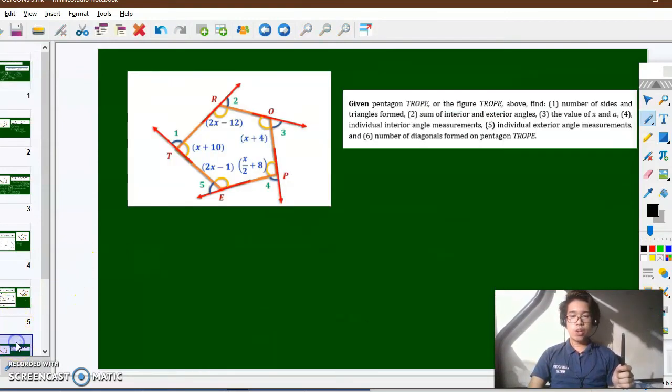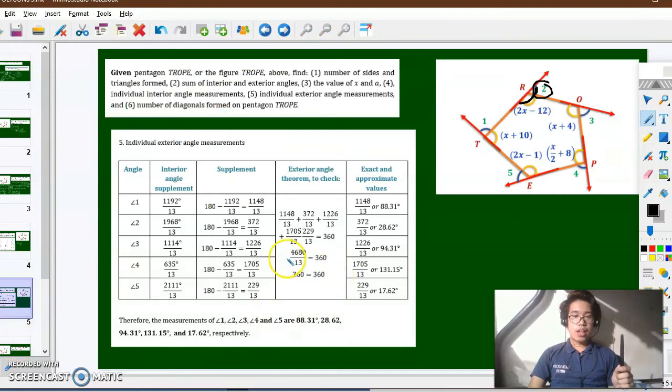So by proving this one, we can see that actually 4,680 over 13 is equal to 360 degrees, and that proves the polygon exterior angle theorem. So using algebra, we were able to prove the polygon exterior angle theorem, that the sum of the measurements of the exterior angles of a polygon is 360 degrees. So therefore, these are the measurements of angles 1, 2, 3, 4, and 5 respectively. Okay, so we move forward.